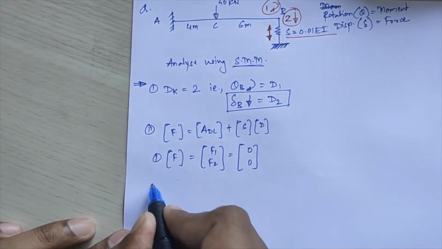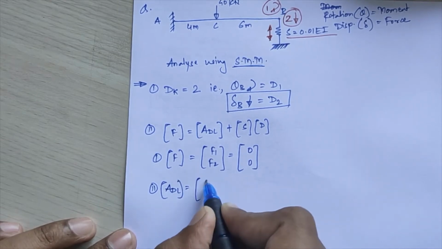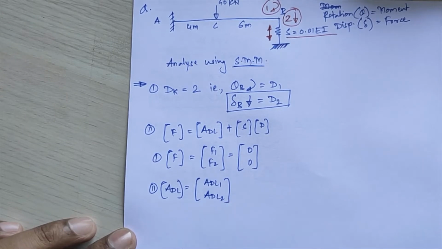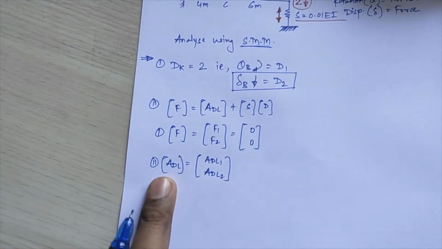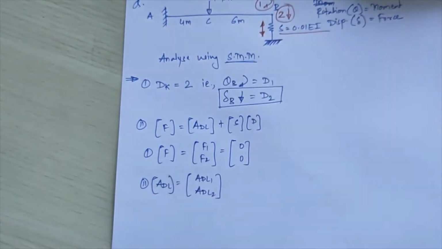Next we'll go for ADL matrix. So ADL matrix will be having two values again, that is ADL1 and ADL2. Now if you see for ADL values, these are what? These are the forces corresponding to the selected coordinates, that is 1 and 2 in the restrained structure due to applied loads.